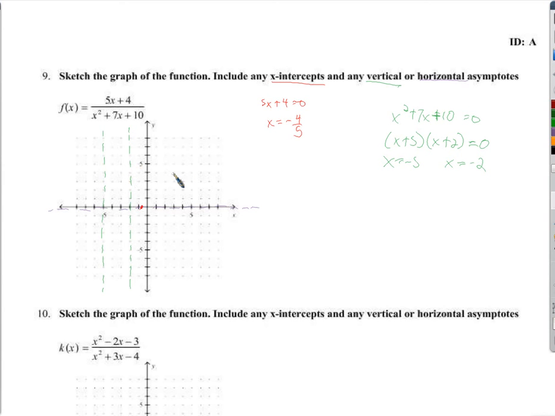Okay, now let's just plot some points. Let's plot something to the left, in the middle of these two, in the middle of these two, and to the right of this x-intercept. So let's try 0, that's easy. 4 over 10 would be 2 over 5, so 2/5.